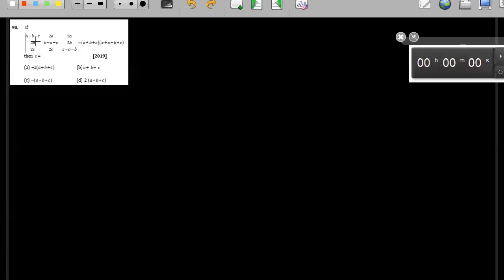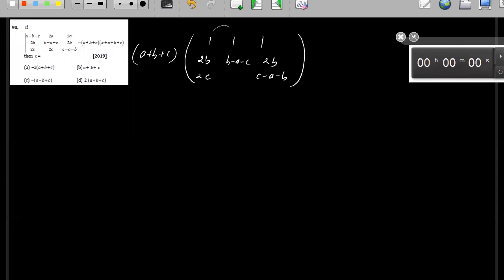So let's see. The first thing is, by adding all the rows, we will get A plus B plus C. So we will have A plus B plus C into, adding all the rows. So directly I will get A plus B plus C. So this is 1, 1, 1. This is 2B. This is B minus A minus C. This is 2B. This is 2C. This is C minus A minus B. Right? So now I will subtract this with this with this.